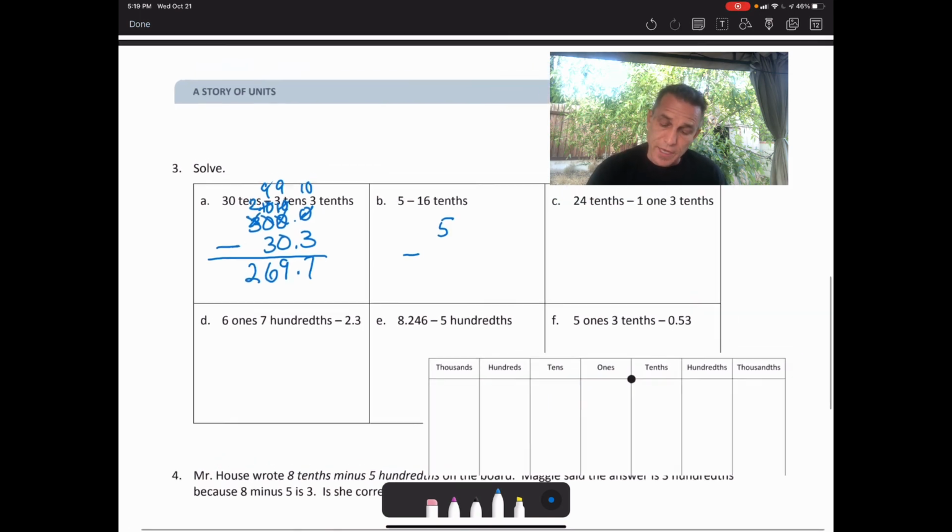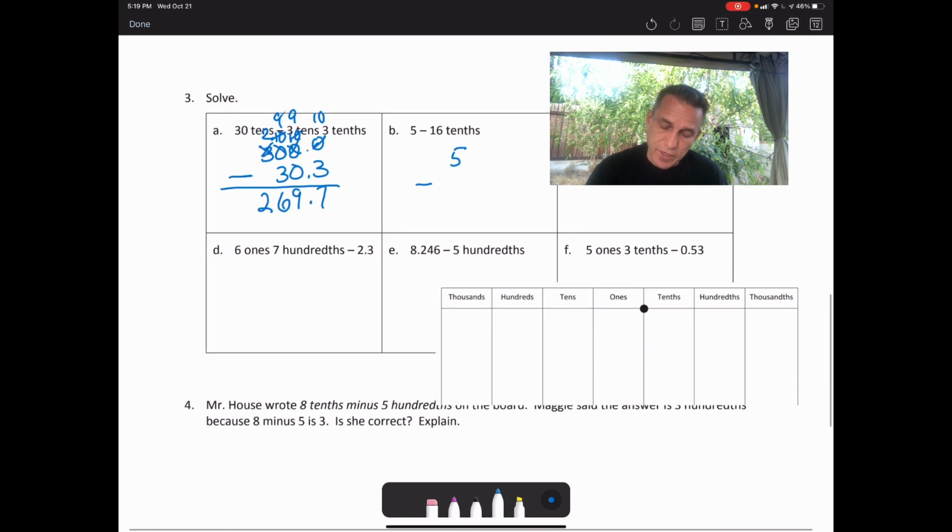So if I did that using my place value chart, I would have the 6 here, and the 1 would be here in the ones place. So 16 tenths is actually equal to 1 and 6 tenths. So now I know what I'm subtracting. 5 minus 1 and 6 tenths. Now I go through the subtraction process.